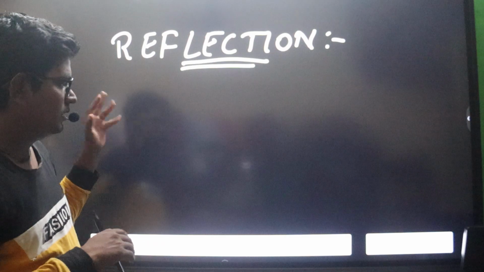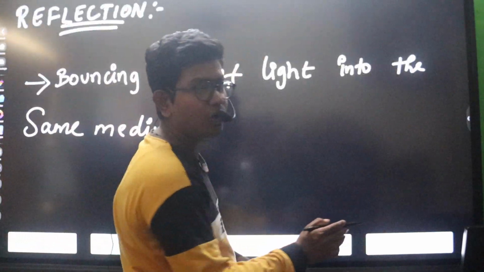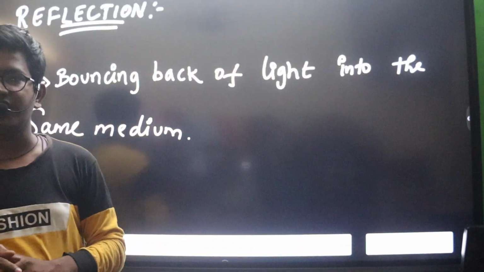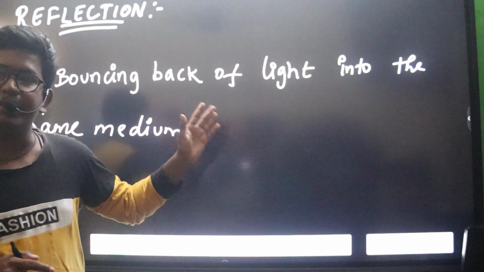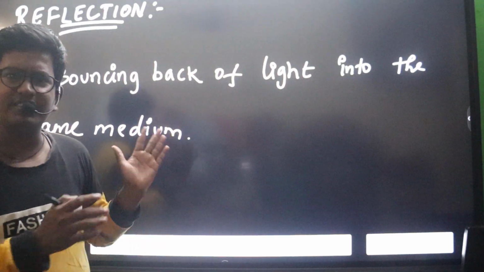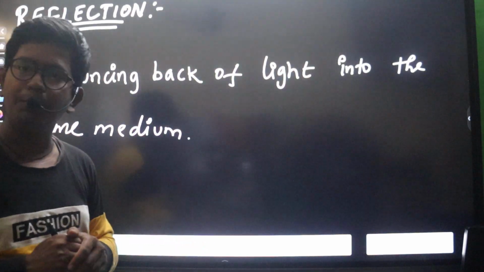In this session we are going to start our reflection, which is the most important topic in class 10th. Right, so here you would have already studied the statement of reflection in class 9th, that is bouncing back of light into the same medium. So let us understand the statement with the help of a plane mirror.